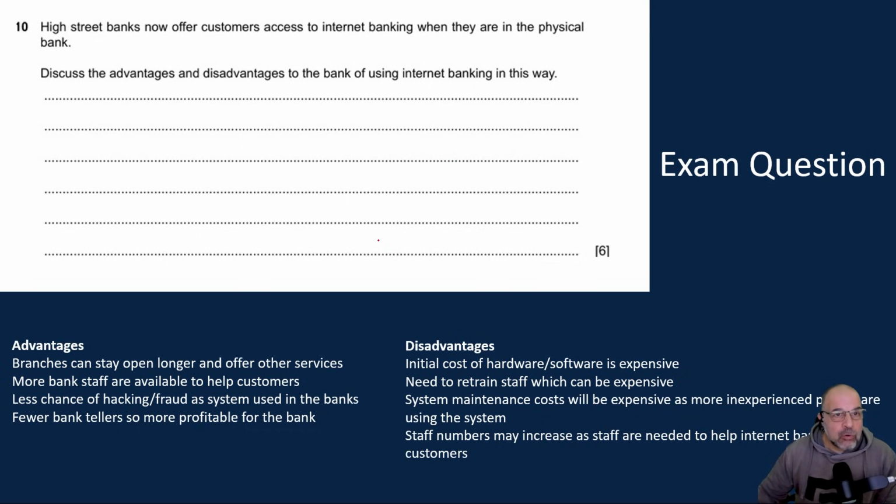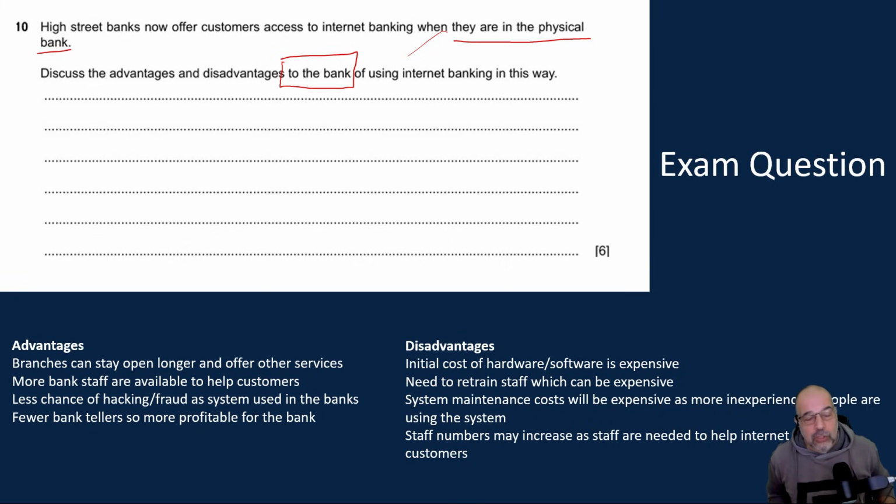High street banks now offer customers access to internet banking when they are in the physical bank. So this means that they've got internet banking services inside the bank. Discuss the advantages and disadvantages to the bank of using internet banking this way. Now, that's to the bank. So we want the advantage and disadvantage to the bank, not to the actual customers.